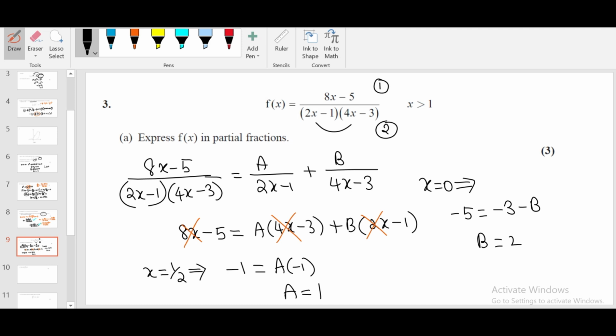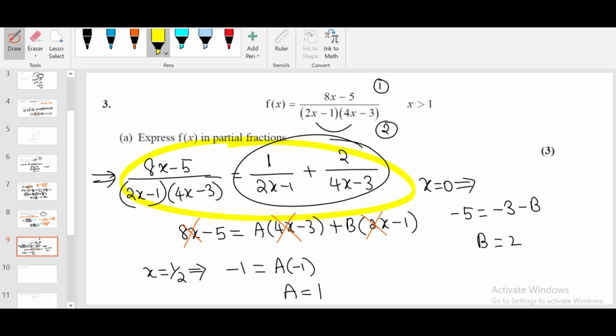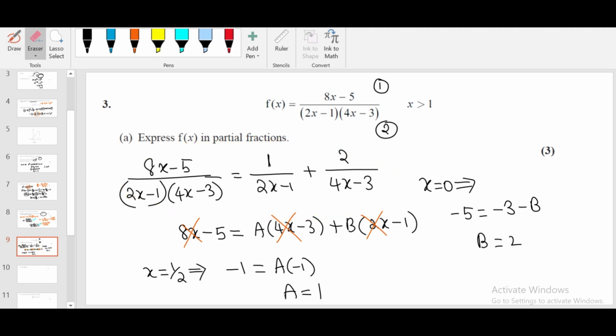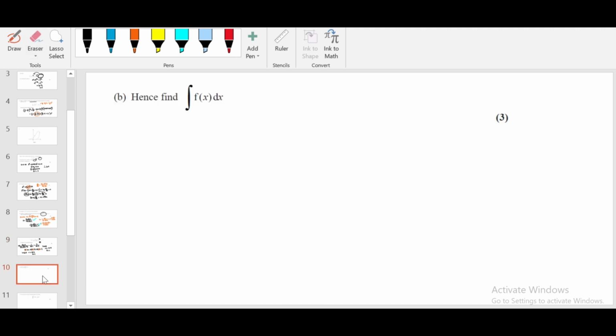So if you don't want to lose 1 mark, you better write finally, sub in the values of a and b here and write it in this form. This is equal to this. If you don't write this step, you will lose 1 mark. So you need to write this. That's all. It's a 3-mark question. Let's move on to part B.